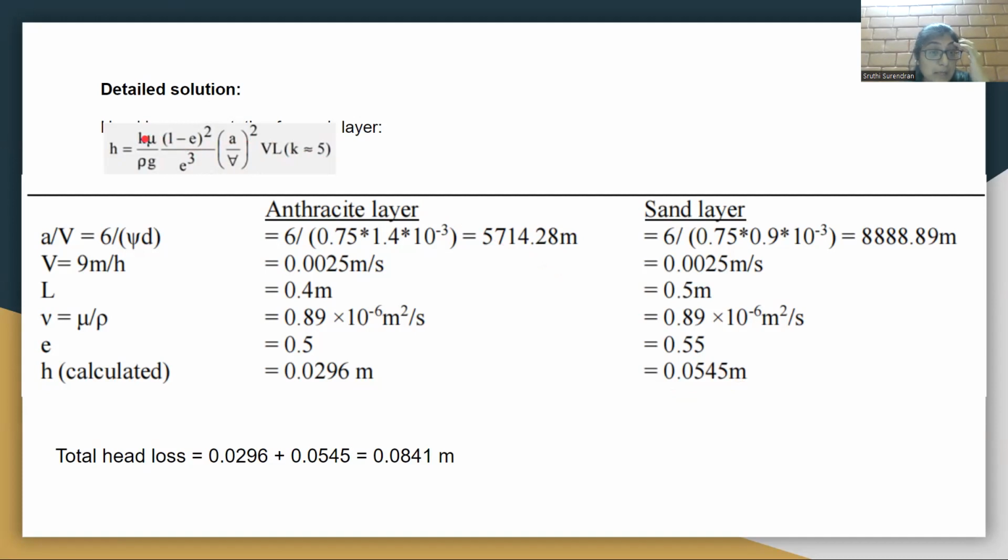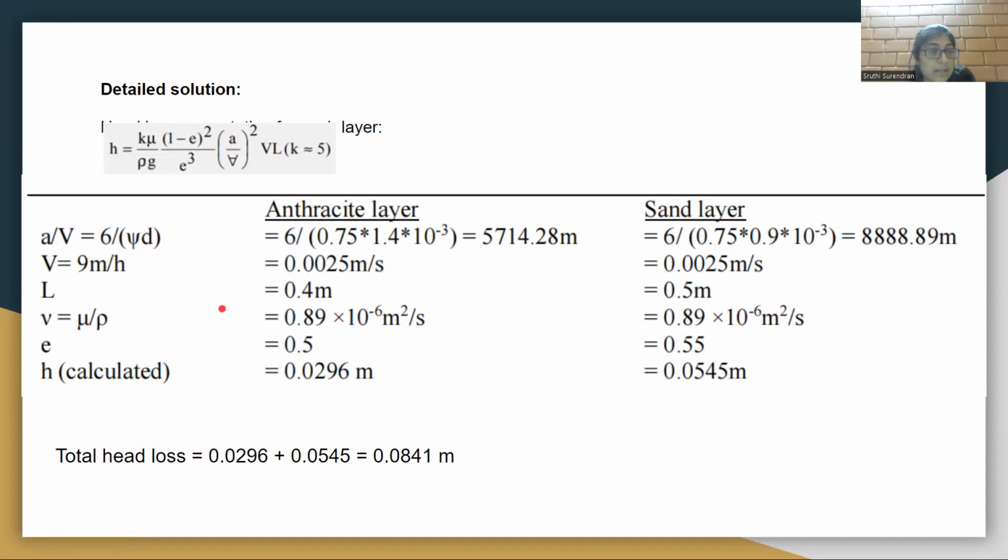Probably when you multiply the K value as 5. So the total head loss is equal to the addition of both of these layers, which is found out separately. This is the Kozeny-Carman equation.